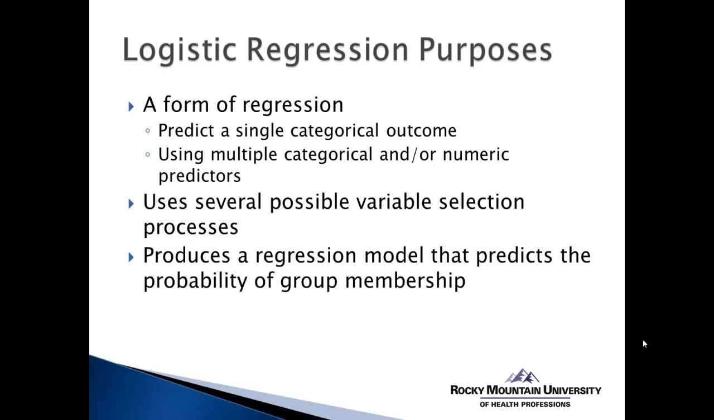So what this model does is predict the probability of a subject or a participant having group membership. So what's the probability that someone will pass an exam based upon the predictor variables? What's the probability they will not pass the exam based upon the predictor variables?